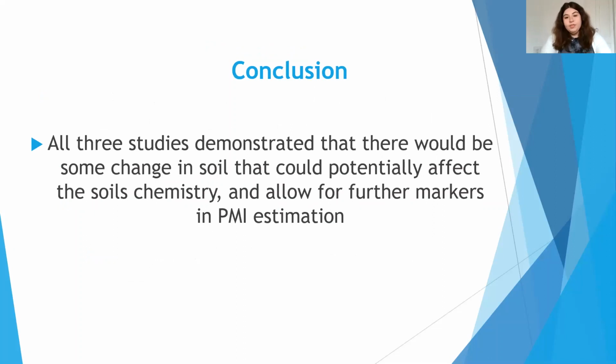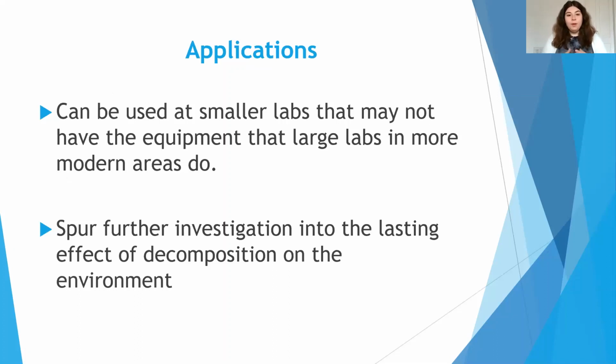But overall, all 3 studies did demonstrate that there would be some change in the soil that could potentially affect the soil chemistry and allow for further markers in PMI estimation. So some benefits of this study is it can be used at smaller labs that may not necessarily have the equipment that larger metro labs do to be able to pinpoint all soil markers. They may have to resort to using on-scene testing kits for different chemicals, such as calcium carbonate or nitrogen.